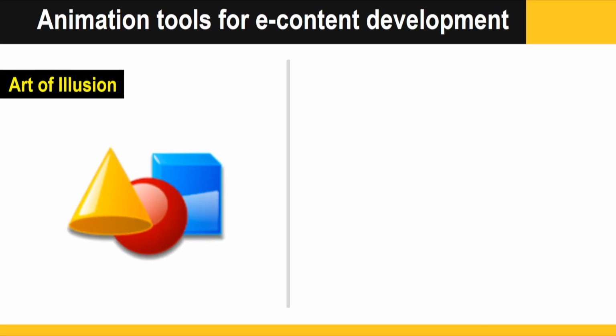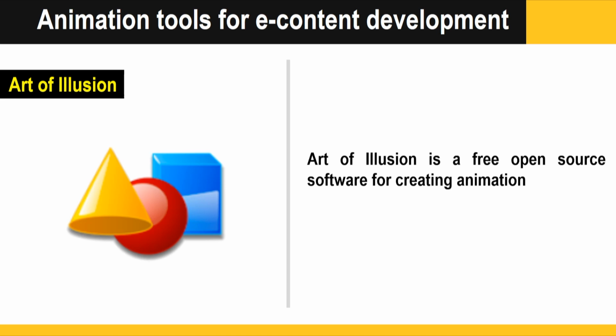With this Flash software you can animate everything. First of all you can take a stationary object and make it move. For example, you can make a bird fly in the sky, and you can do everything like that. The second software I have listed here is Art of Illusion. It is also free and open source software, and it is also used for creating animation.